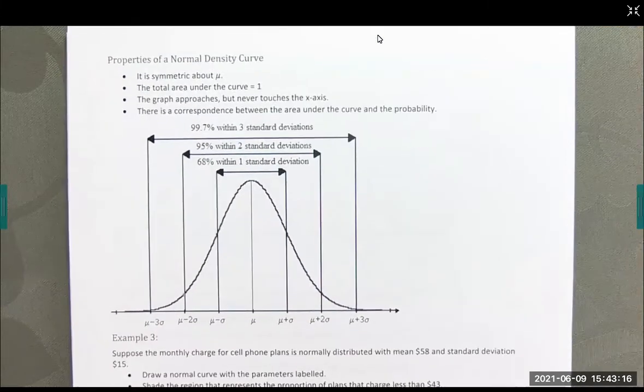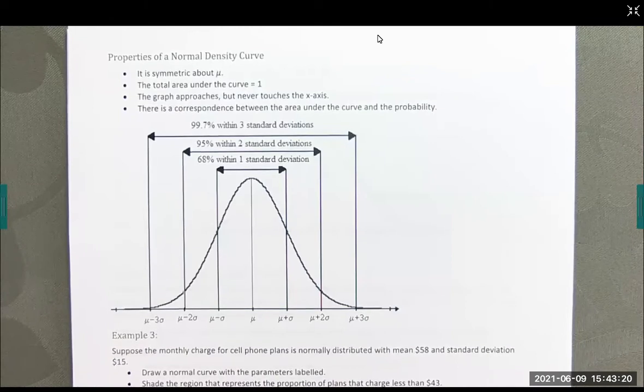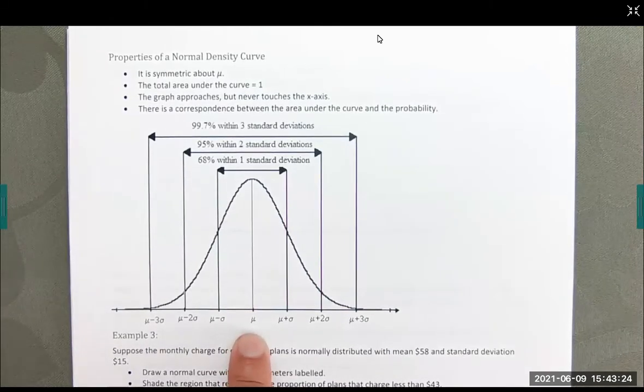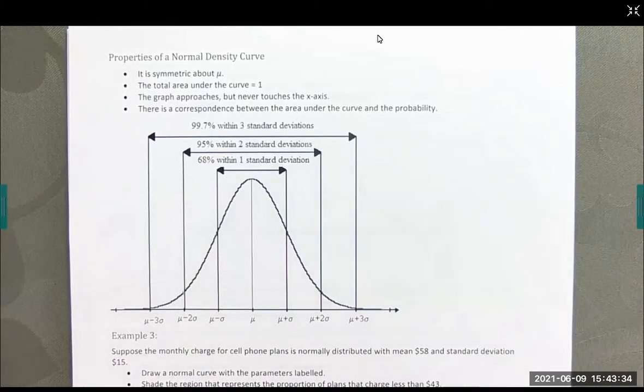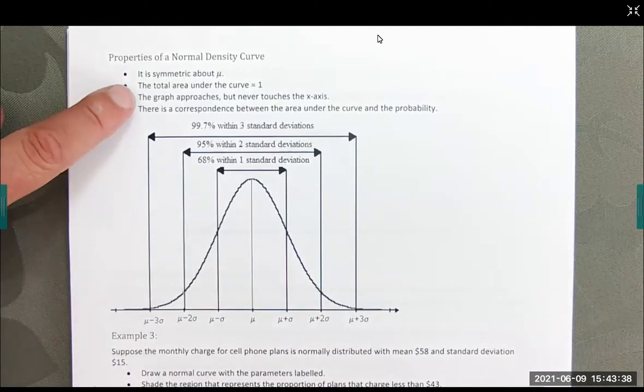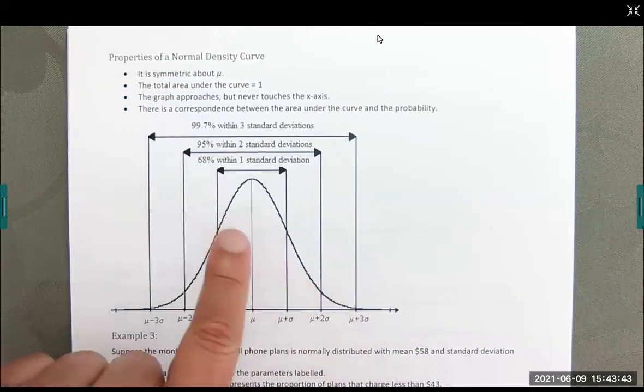So we can see our nice bell shape here. Properties of a normal density curve. It is symmetric around mu. That's the population's mean. The total area under the curve is 1. So all of the area, all the way from negative infinity to positive infinity, all this area here exactly equals 1, or 100% of the probability. The graph approaches but never touches the x-axis. So it looks like it's touching, but it's actually not. It's getting closer and closer and closer.